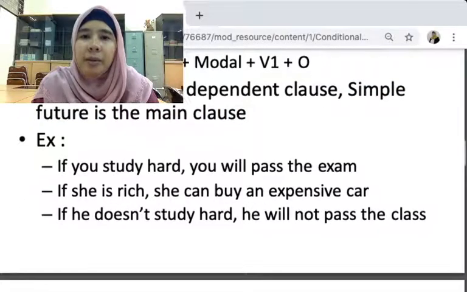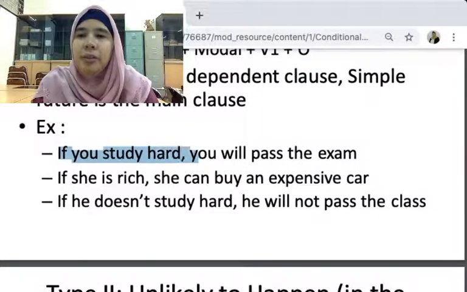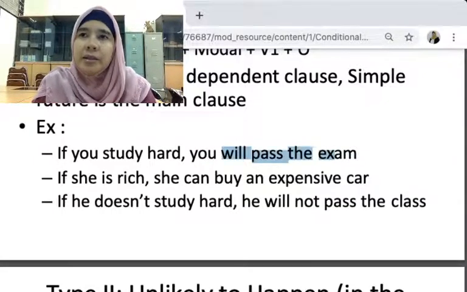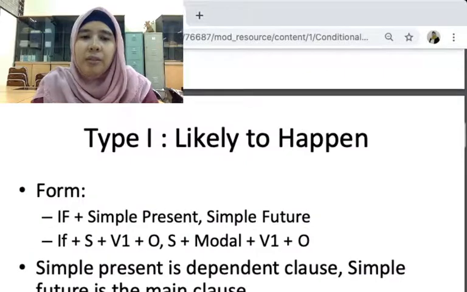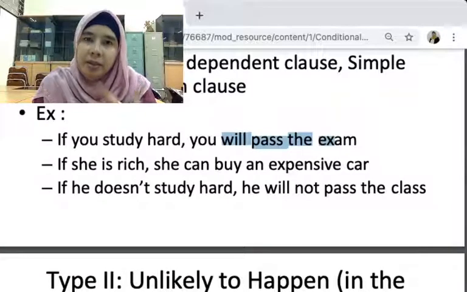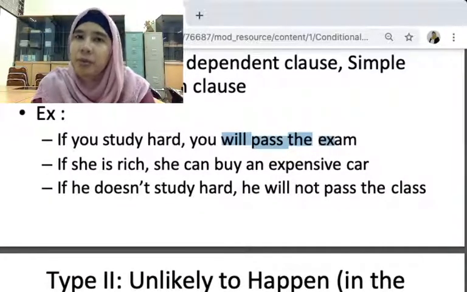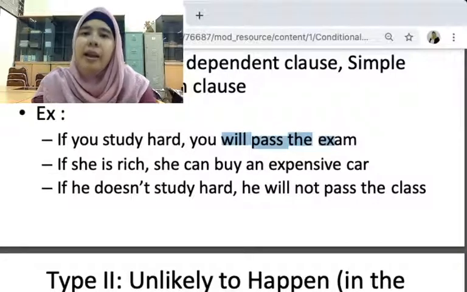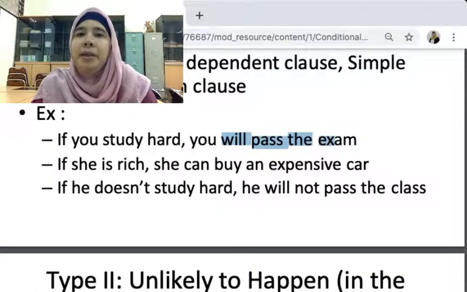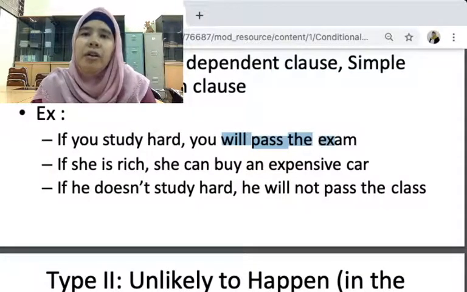Okay, let me give you an example. If you study hard, you will pass the exam. So this one is simple present added with "if", and then "you will pass the exam" is the simple future. Why do we have simple future there? It means that because this is likely to happen, it is still possible, so your sentence should be in the form of future tense. So the activity, or something that you would like to have, has not happened yet. Every activity that is planned to happen, still in planning, is called a future tense.